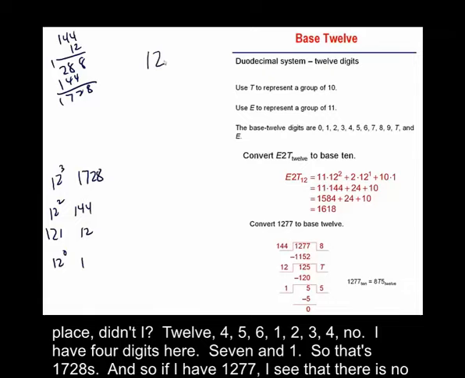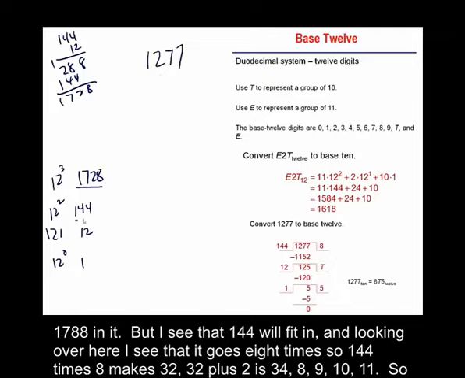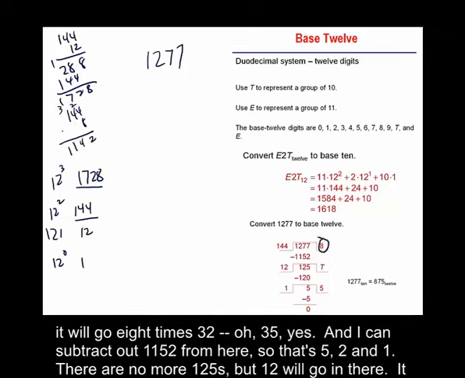And so if I have 1277, I see that there is no 1728 in it, but I see that 144 will fit in. And looking over here, I see that it goes 8 times, so 144 times 8 makes 1152. So it will go 8 times. And I can subtract out 1152 from here. So that's 5, 2, and 1.